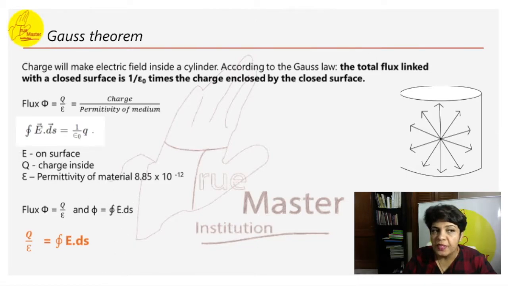Gauss theorem. This theorem gives us the relationship between the total flux passing through any closed surface and the net charge enclosed within the surface. Let us place a charge inside a cylinder as shown in the picture. According to Gauss law, the total flux linked with a closed surface is 1 by epsilon naught times the charge enclosed by the closed surface.